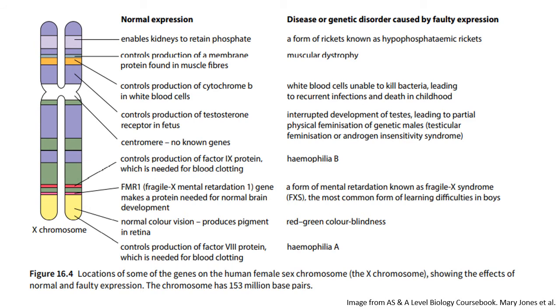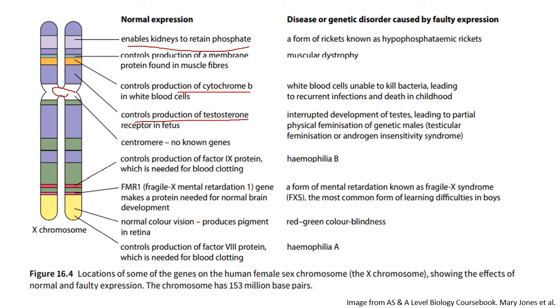So this is just to show you how some chromosomes look, and this is an example of the X chromosome, just showing you how the genes are arranged. So for example, here is a gene that enables the kidneys to retain phosphate. Here is a gene that controls the production of cytochrome B. Here is another gene over here. You can see that they're stained differently. This is the centromere rather, that's the centromere, but here's a gene here that controls the production of testosterone, and it goes on like that. This is how the genes are arranged on the typical X chromosome.